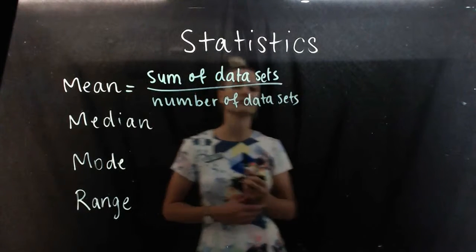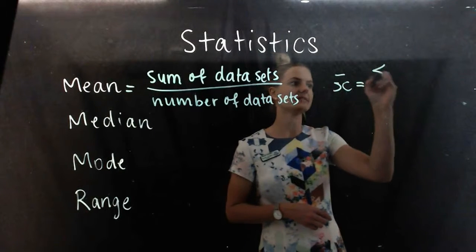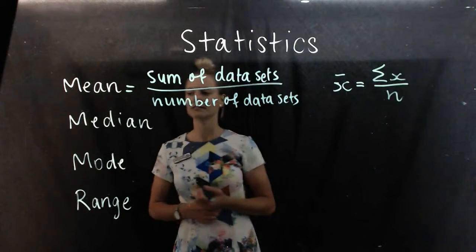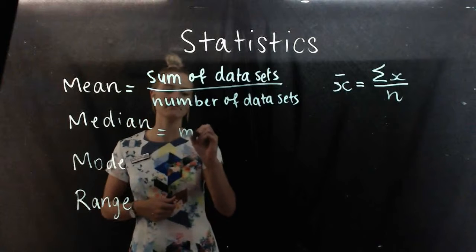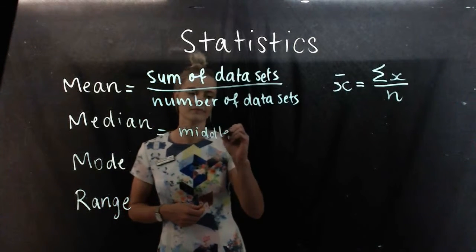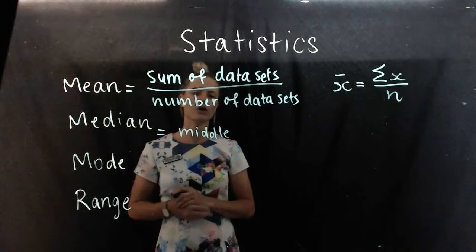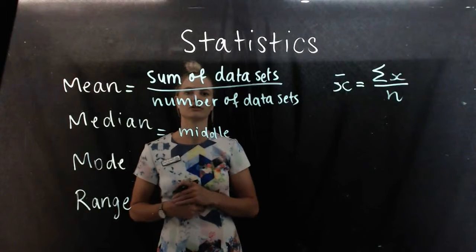The shortened way to write this using some symbols would be mean equals sum of data sets divided by number of data sets. When considering median, you can also consider it as the middle number in the data set. You may be able to cross out from either end until you reach the middle, or you may wish to use a formula to find that middle position.